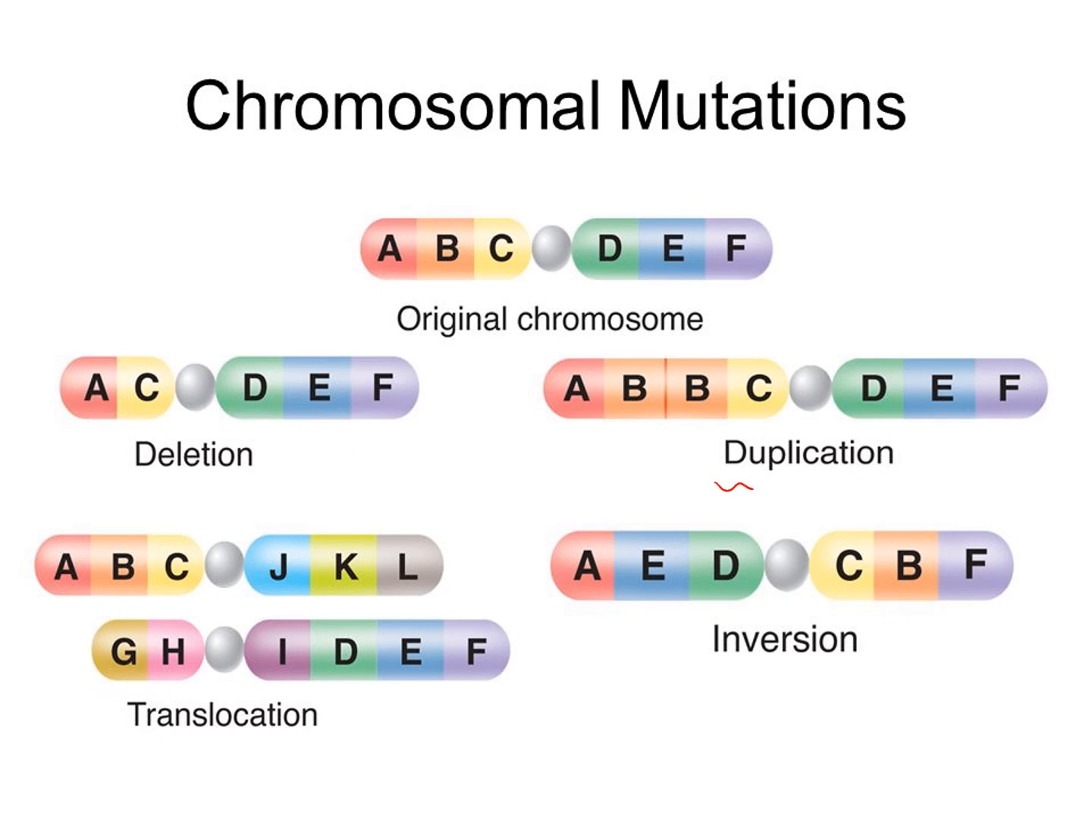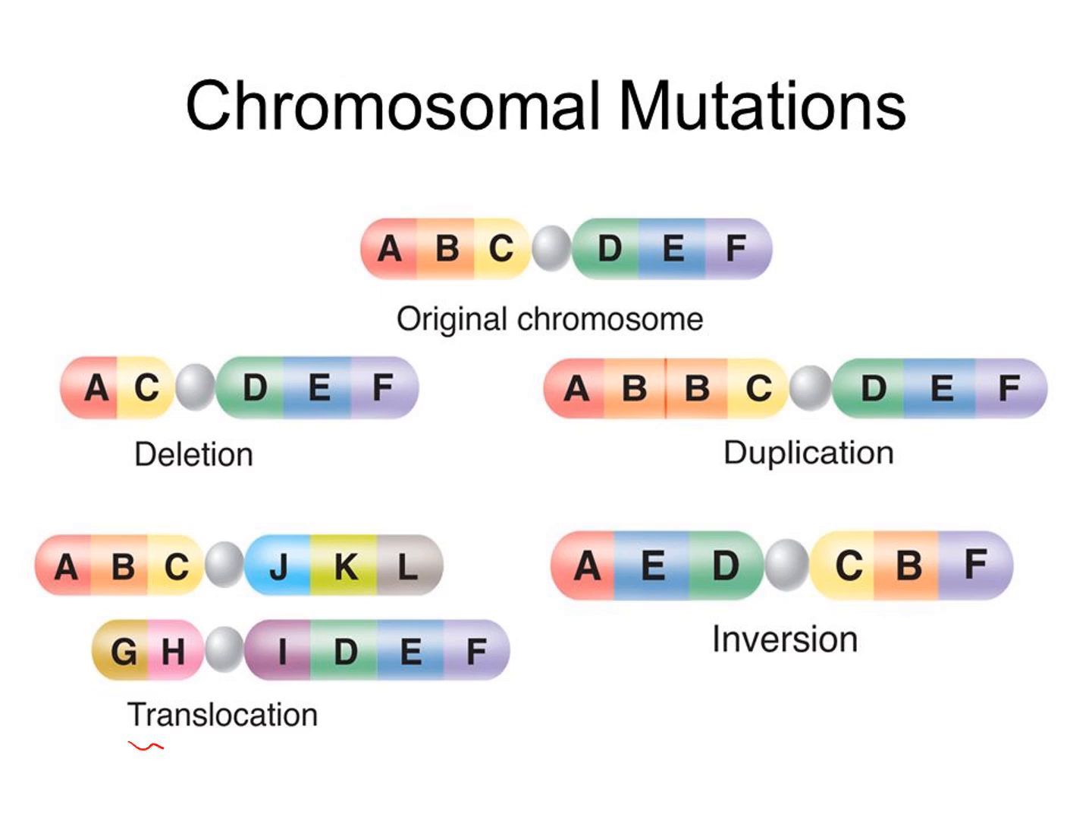For our duplication mutation, we need to know that chromosomes come in pairs. We call these homologous chromosomes. So there's going to be an exact copy of this original chromosome that we're looking at here. For our duplication mutation, we say that a section of a chromosome is added from its homologous partner. And we can see that there we have 2 B sections in our duplication chromosome there.